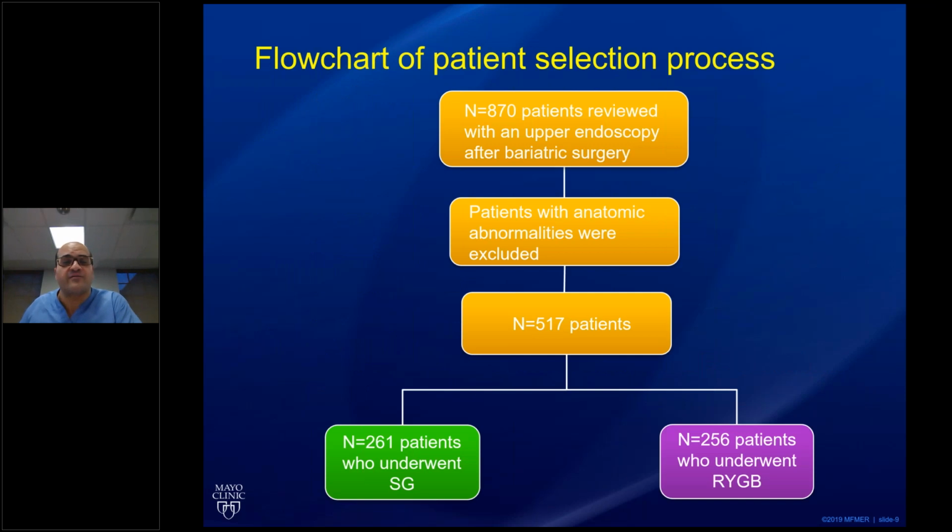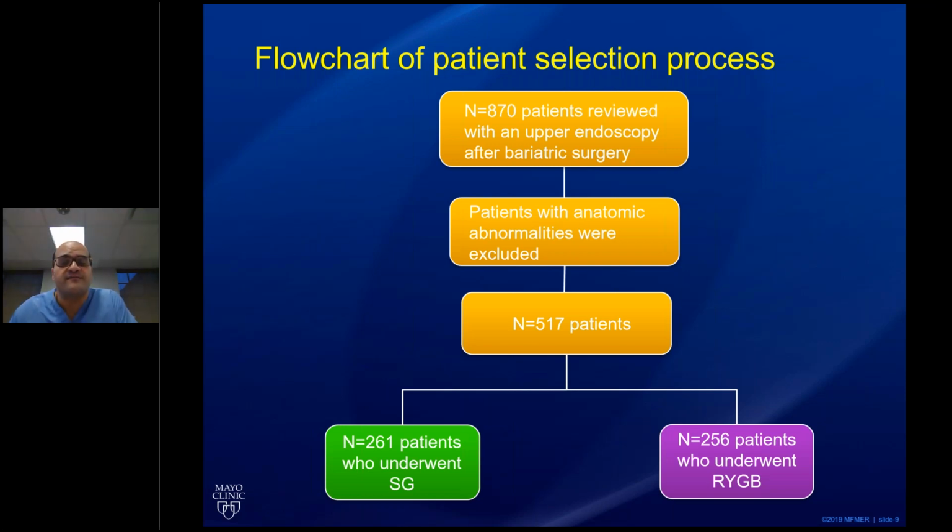This is the flow diagram of the study. We started with 870 patients that we reviewed who had upper endoscopy after bariatric surgery. We were very meticulous about excluding even trivial anatomical abnormalities. So somebody with a twist in the sleeve, minor narrowing at the incisura, strictures, ulcers, GI bleeding, any anatomical abnormalities of the sleeve or the Roux-en-Y gastric bypass, such as stenosis or stricture, was excluded in order not to bias the results based on abnormal anatomy or anatomical complication of the surgery.